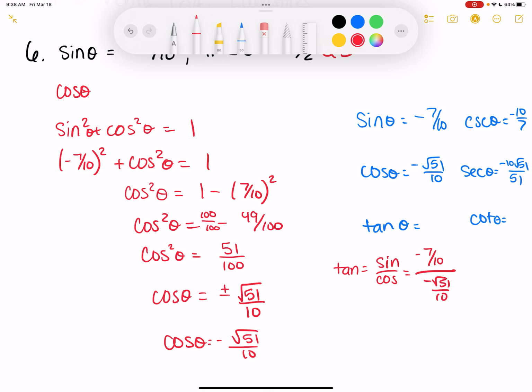Dividing by a fraction is the same as multiplying by the reciprocal. So negative 7 over 10 times 10 over negative square root of 51. 10s cancel, and the negatives are going to cancel, leaving you with 7 over the square root of 51, or 7 root 51 over 51.